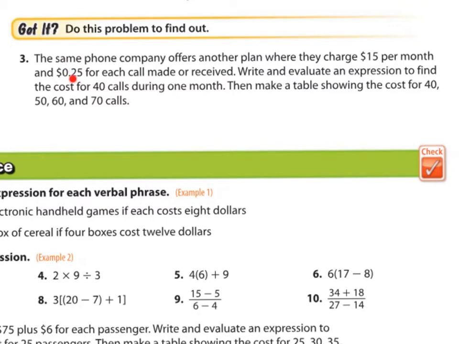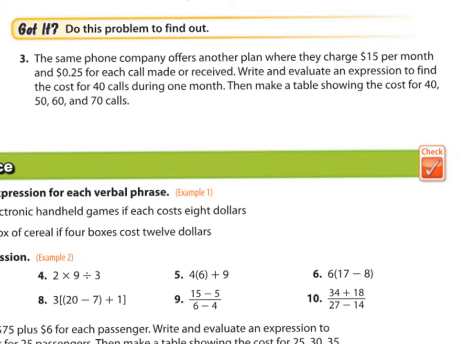So let's say if you receive or make 4 calls, that's $1. So for every 4 calls, you're going to have to pay $1. There's 4 quarters in $1. Write an evaluating expression to find the cost for 40 calls during 1 month. Then make a table showing the cost for 40, 50, 60, 70.